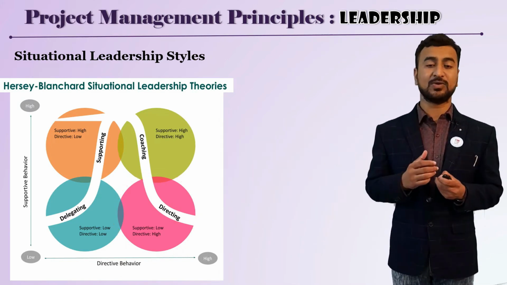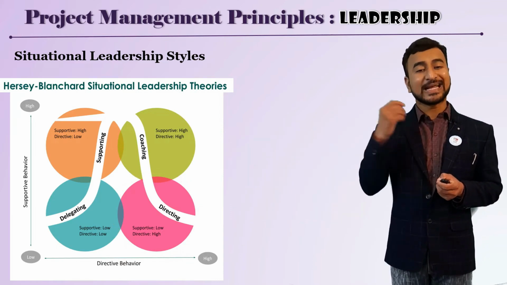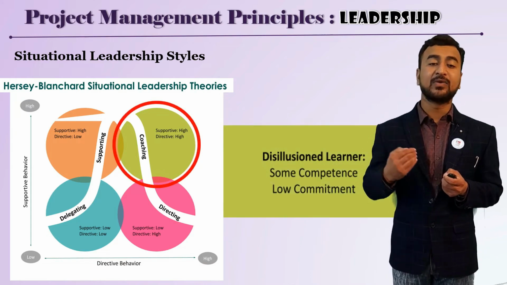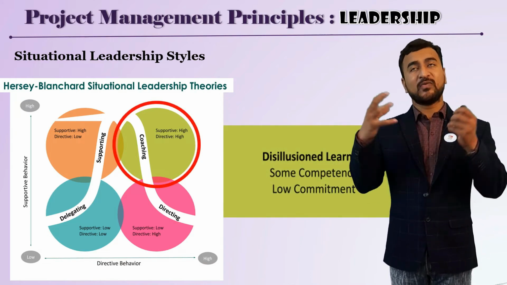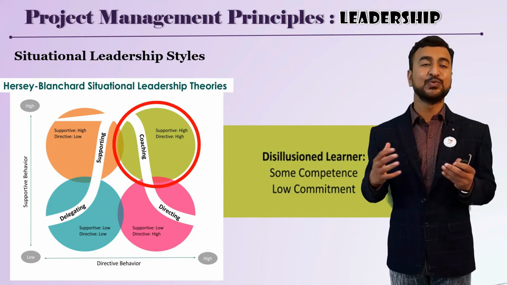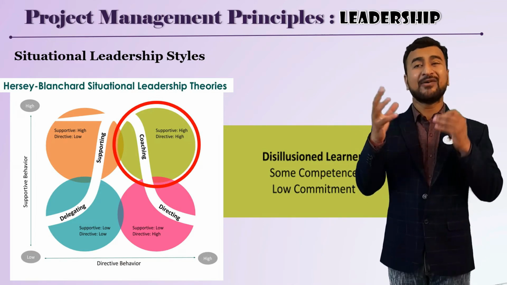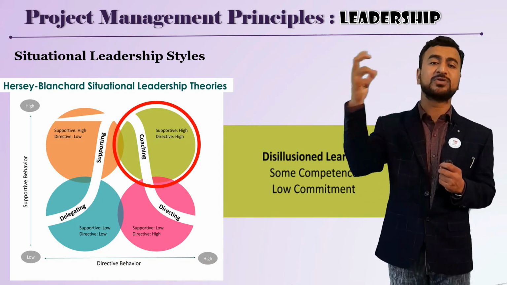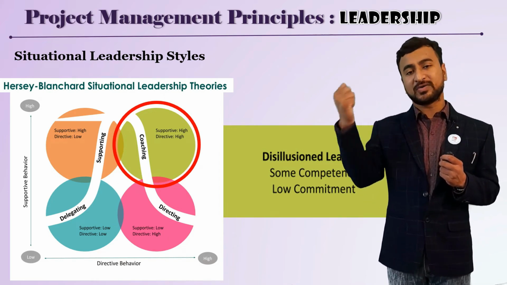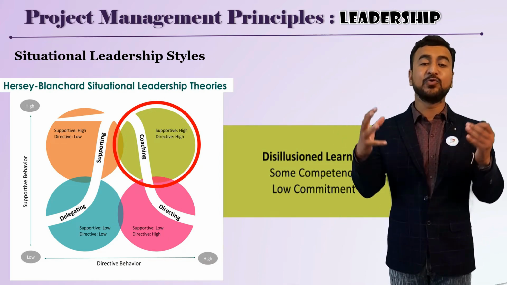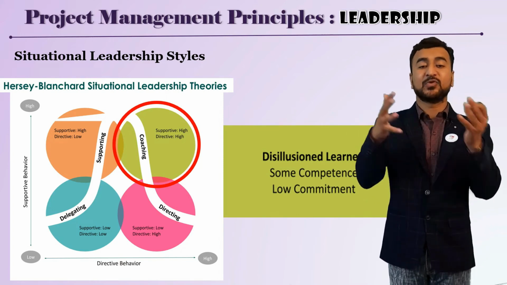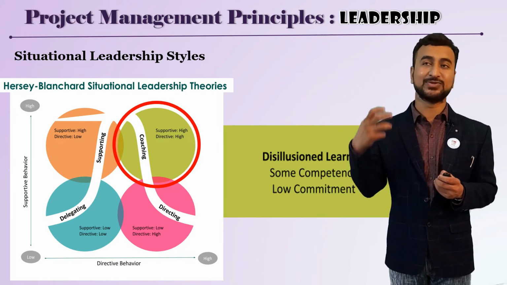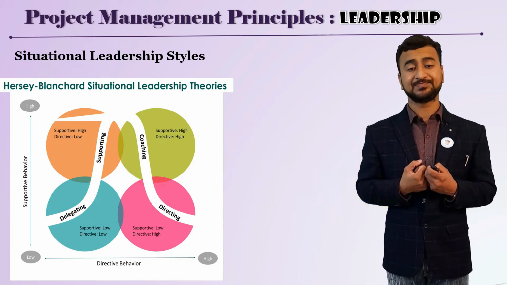towards achieving the goal. The second example of this research model is what we call coaching. When your team has a disillusioned learner, with some competencies but a low commitment to the goals or your target to achieve, at that time you coach them, you support them, you direct them, you handhold them to achieve the higher objectives or goals of the organization.